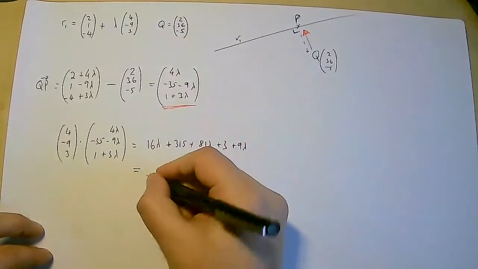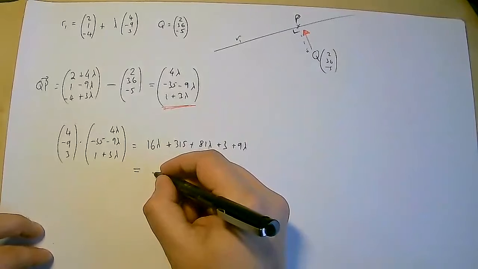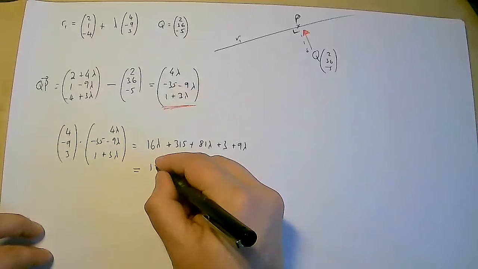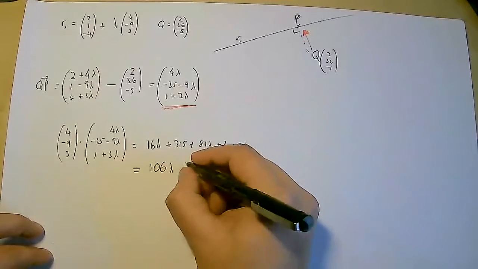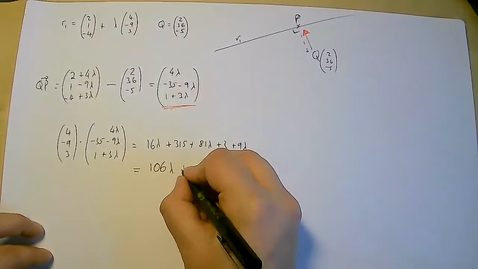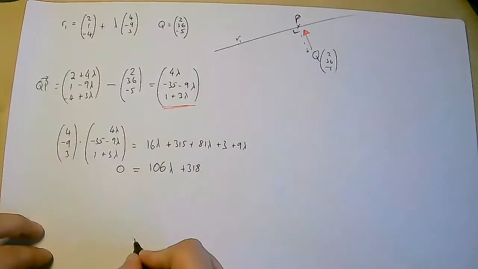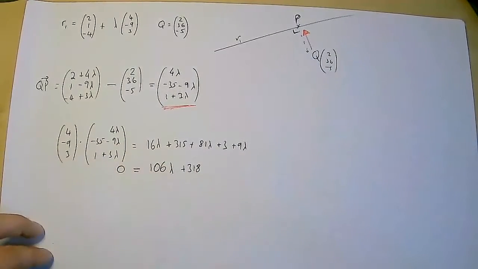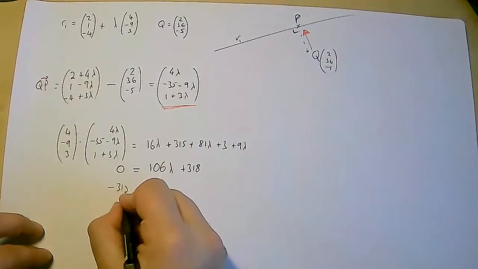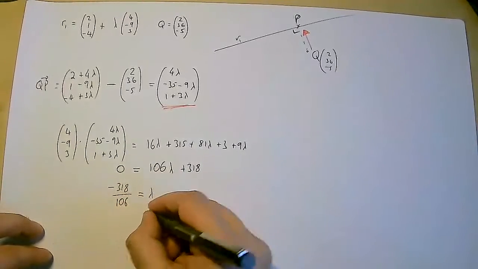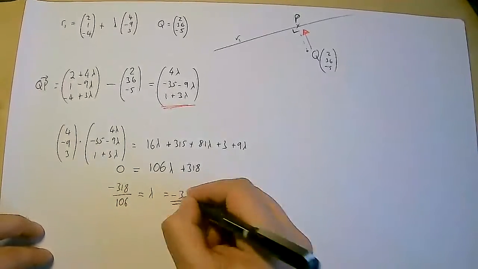And that simplifies to be 106 lambda plus 318. Now, because that's perpendicular, this should be equal to 0. So we rearrange this and solve this, and we get -318 over 106 is lambda, which actually is -3. So lambda is -3.